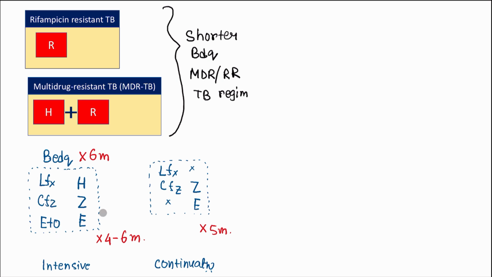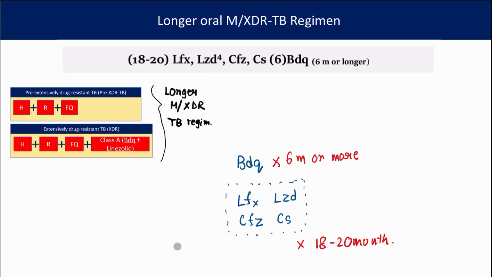Okay, and these 6 drugs should be continued for 4 to 6 months, and your oral bedaquiline will be continued for 6 months. This is the intensive phase, but in the continuation phase, look here, we have to give only Z and E. Look here, Z and E, H is omitted and ethionamide is also omitted. Okay, so just copy paste it and also cross out H and ethionamide.